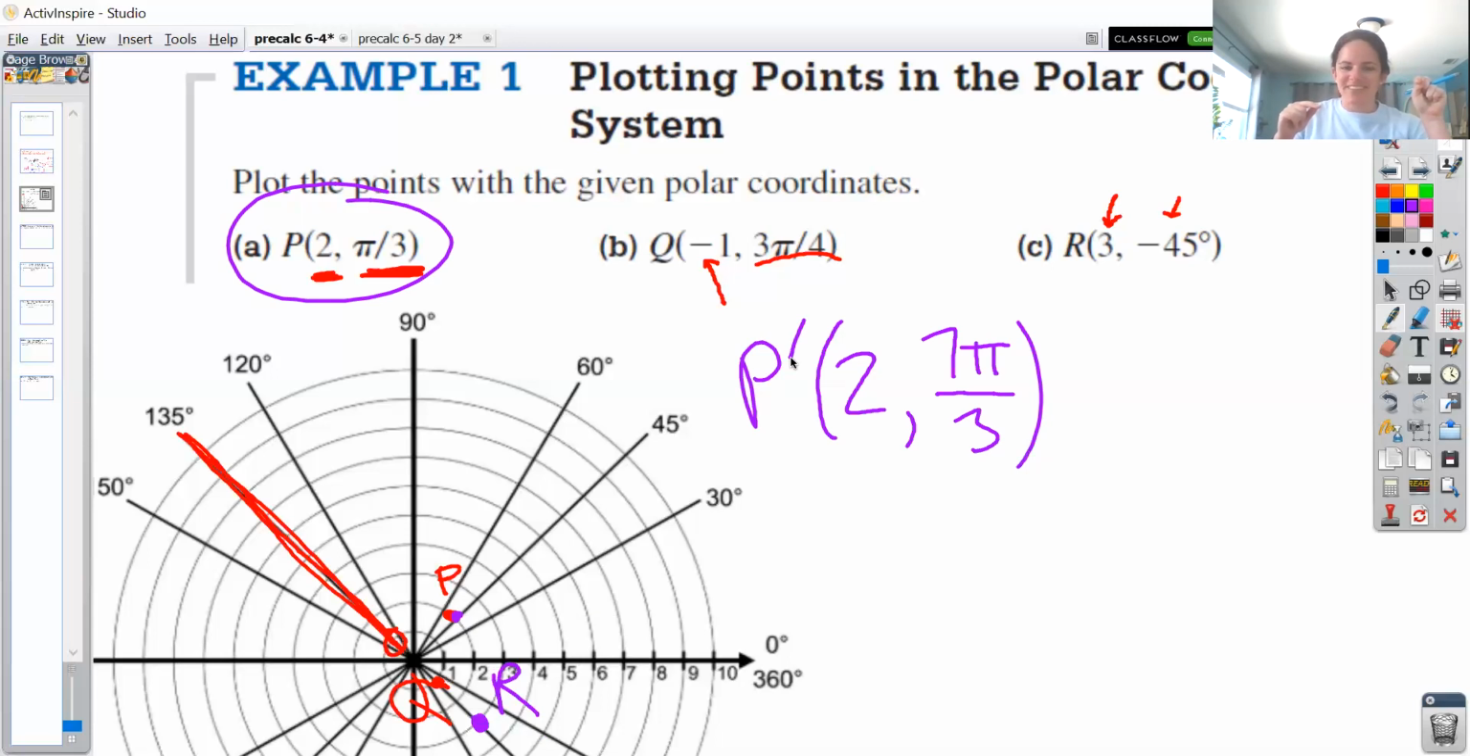The rectangular system does not have that issue. If you're looking at the point 3, 1, that's the only coordinates that you can use to represent that point. Whereas here, it's not. So P prime would land at the same spot.